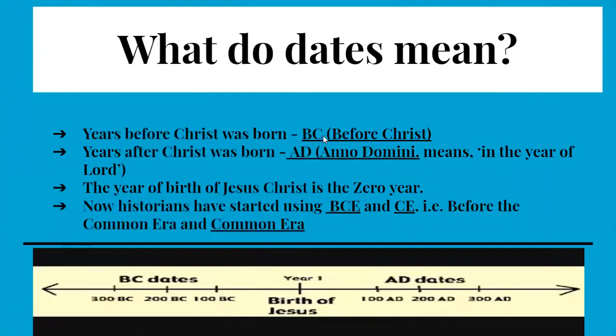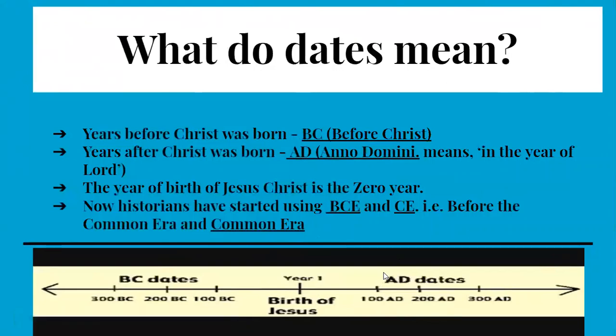So what does BC stand for? BC stands for Before Christ, and AD stands for Anno Domini, right? Which means in the year of the Lord. But this was what historians used to use before. Now what historians have started using is BCE and CE. So if I have to talk about, say, 100 BC, 100 years before Christ was born, I would now say 100 years before the Common Era. It's not BC now, it's BCE, Before the Common Era. And CE stands for Common Era. AD has now become CE, which stands for Common Era.